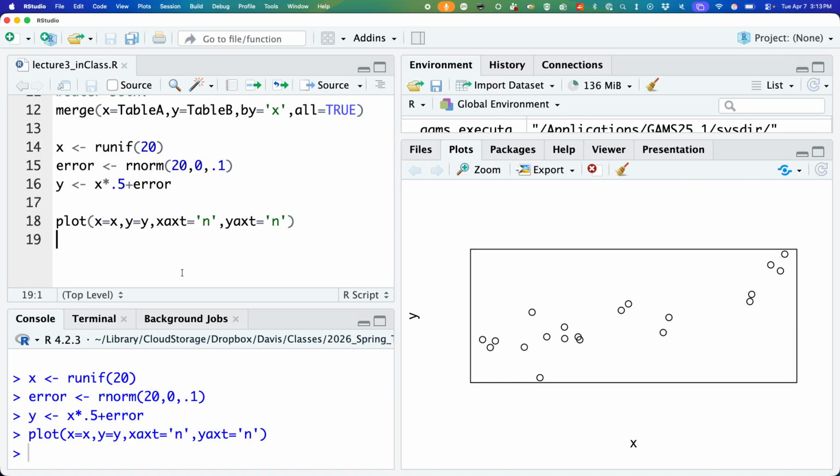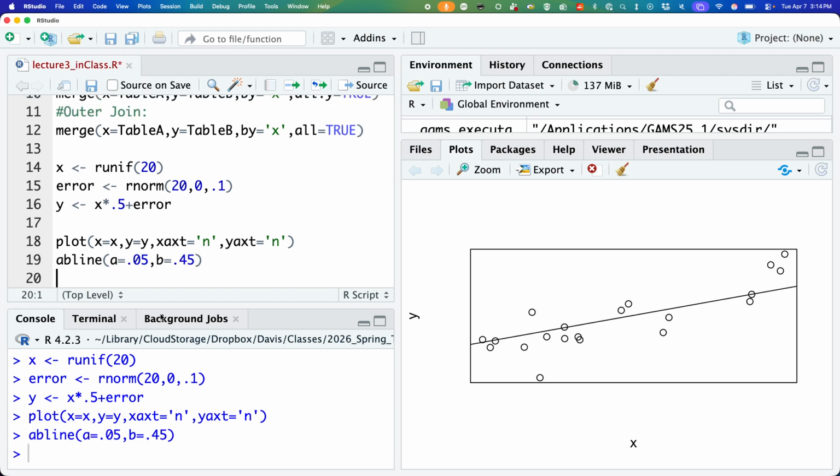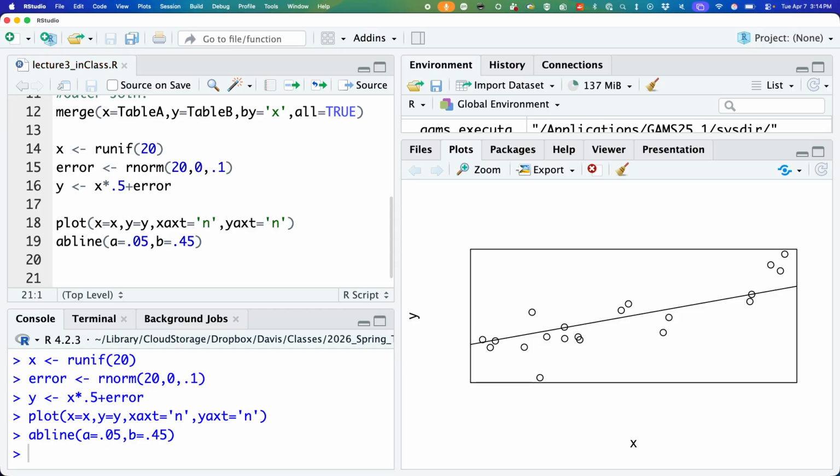Great, and then, technically, if you wanted to, you could put in a line, and that would look something like this. You can set an intercept here, 0.05 with a slope of 0.45. So this may look kind of close here because our slope is 0.5 and our intercept is kind of close to 0, and there is no intercept in the true values. But we'll see if we can make a better line than this.